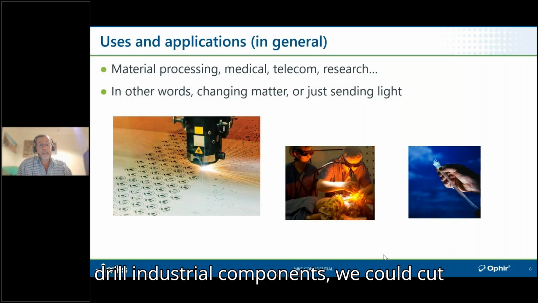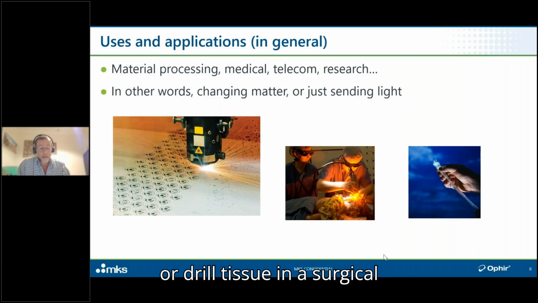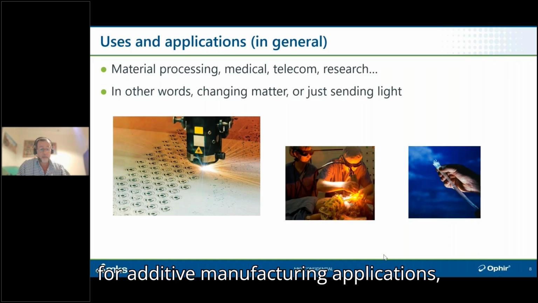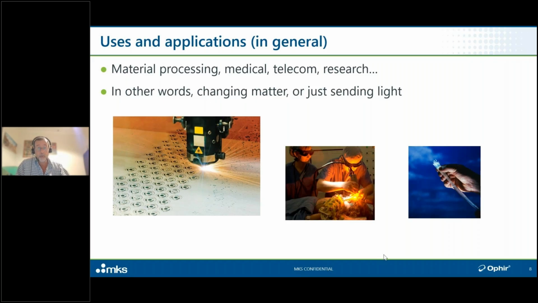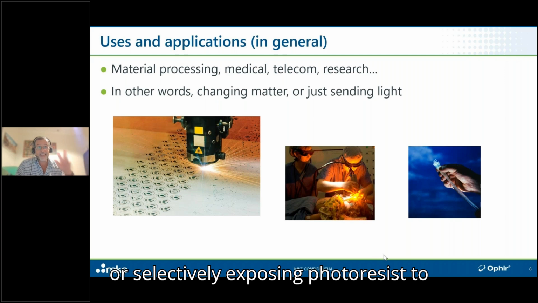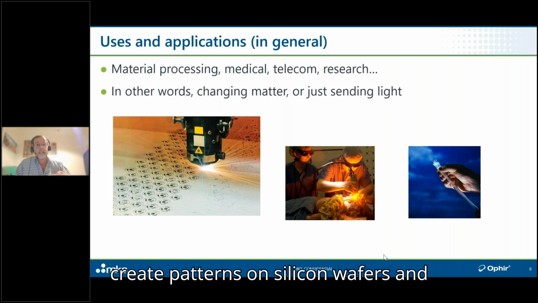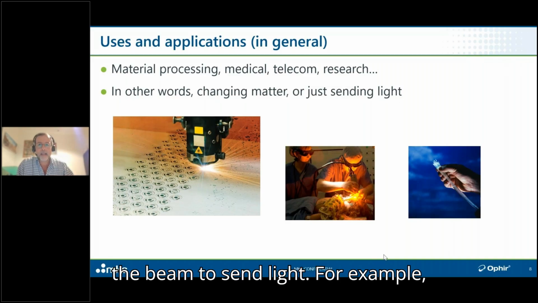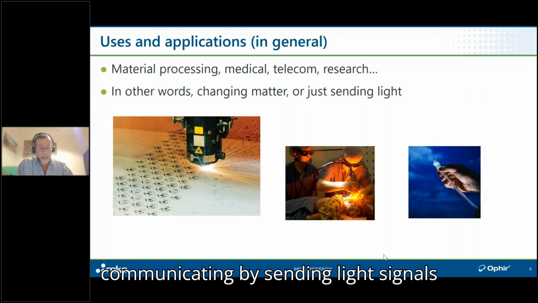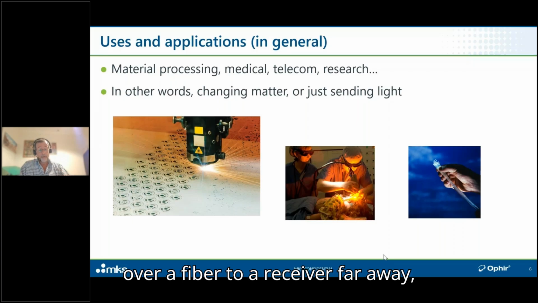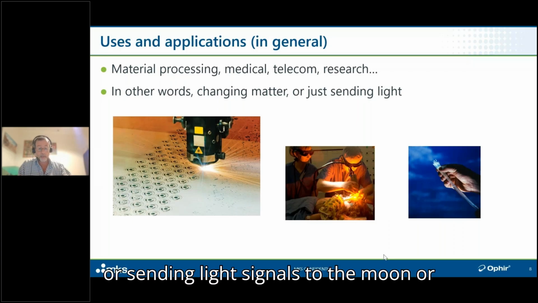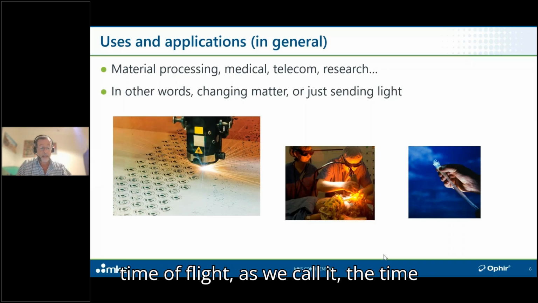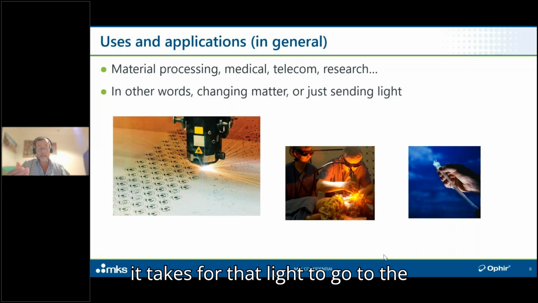Or we can use the beam to send light, for example, communicating by sending light signals over a fiber to a receiver far away, or sending light signals to the moon or to a military target and measuring the time of flight, as we call it, the time it takes for that light to go to the target and back, and by measuring that time, knowing the distance. Or sending 30,000 light signals to a whole bunch of spots on a human face and measuring the time it takes for each of them to return, and thereby creating a 3D map of that person's face for facial recognition purposes.